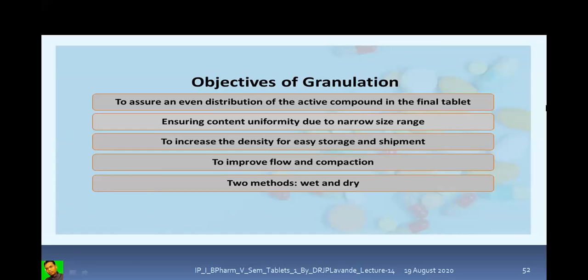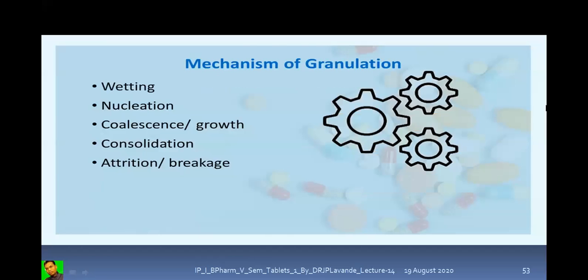So all these are the reasons, all these are the objectives for which granulation is required: to ensure the even distribution, to ensure the content uniformity, to increase the density, which will be easy to handle, store and ship, and to improve the flow property and to offer the compaction property. The powdered material will not possess the compaction property, whereas the granules will possess it. So there are two different methods by which we can prepare these granules. That is said to be the wet granulation and the dry granulation.